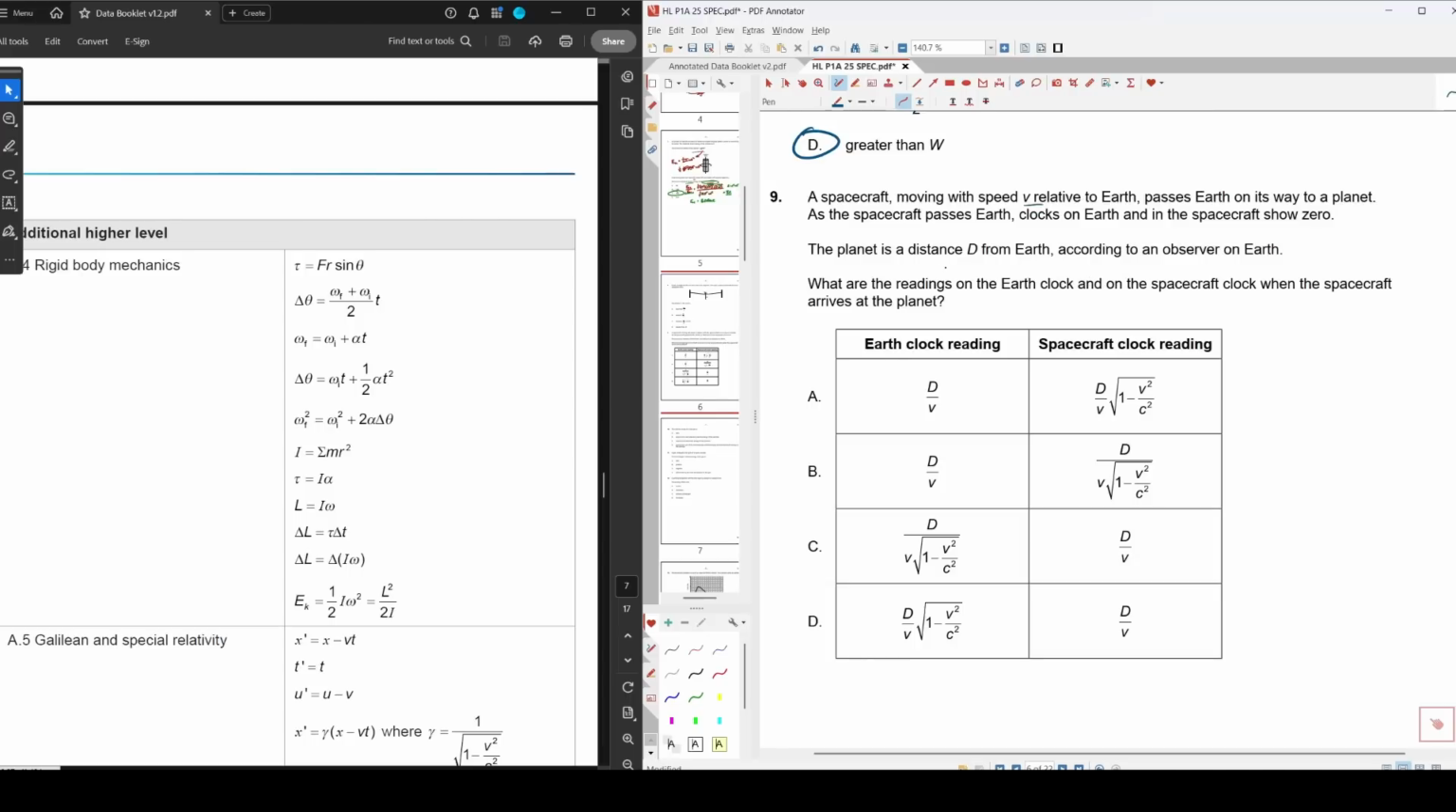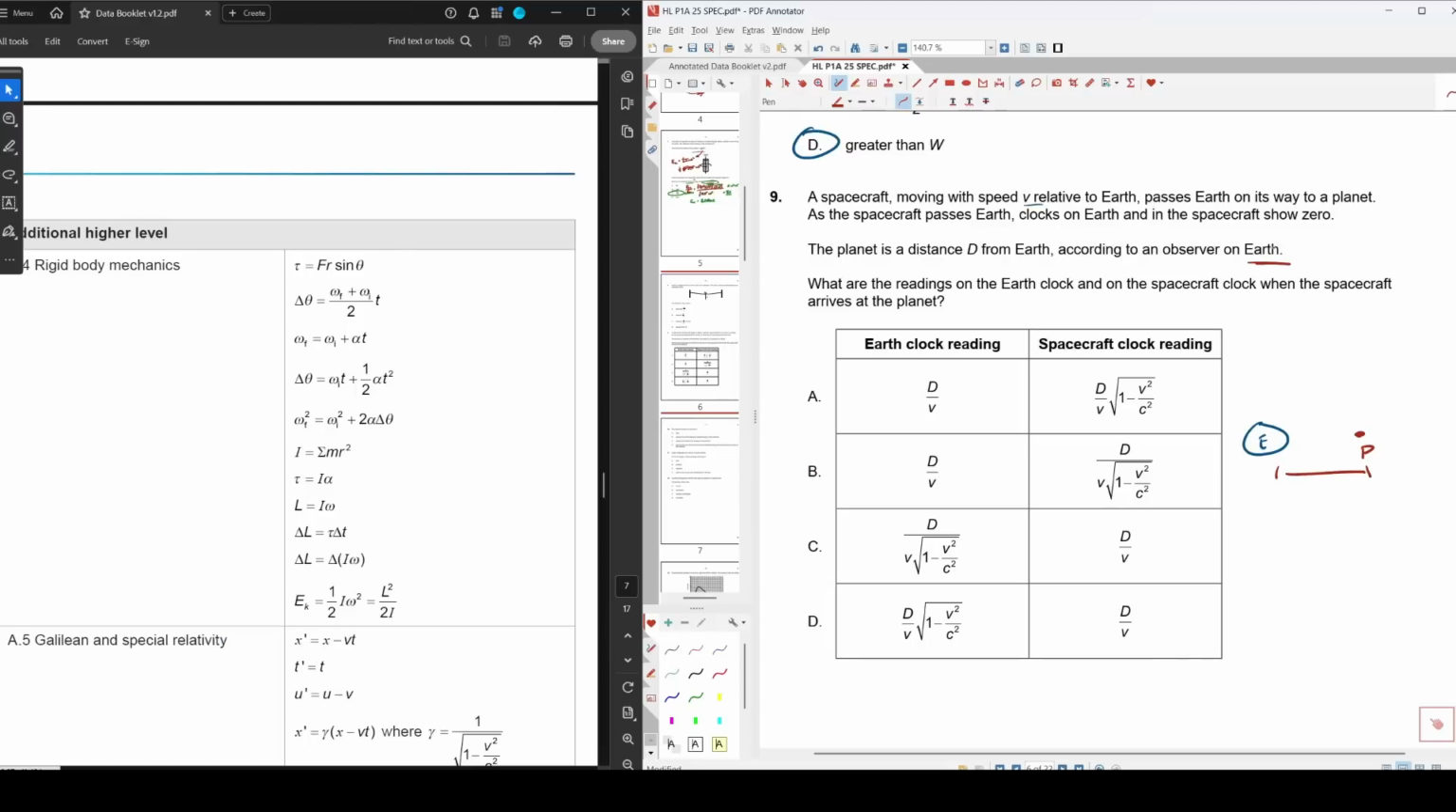Okay. The planet is a distance d from Earth according to an observer on Earth. So I want to draw what is happening here. The spacecraft is moving. Here's Earth. I have some other planet, maybe it's going to Mars or something. I'll just say the planet P. The planet is a distance d from the Earth according to an observer on Earth.